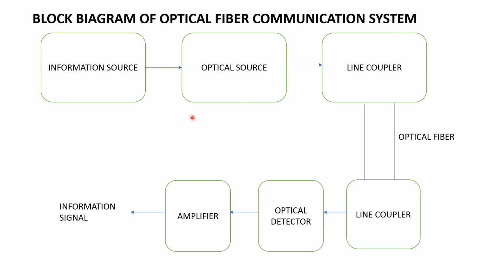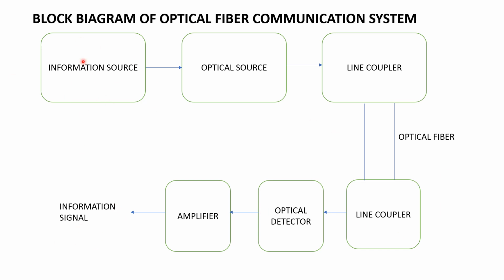Now let us study its block diagram. First will be the information source, then there will be an optical source, line coupler, then an optical fiber, again a line coupler, optical detector, amplifiers, and this is the information that you have received from the center side through optical fiber.